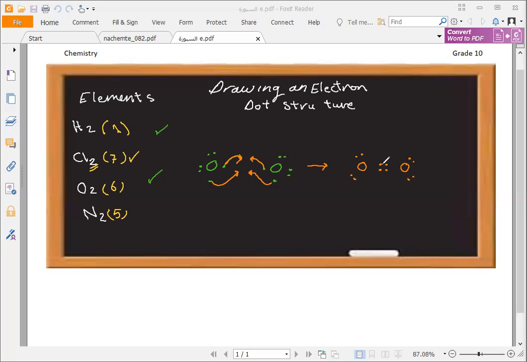Now, how many shared electron pairs? Two. So double covalent bond. We have here a double covalent bond. For nitrogen, triple covalent bond. Draw this.